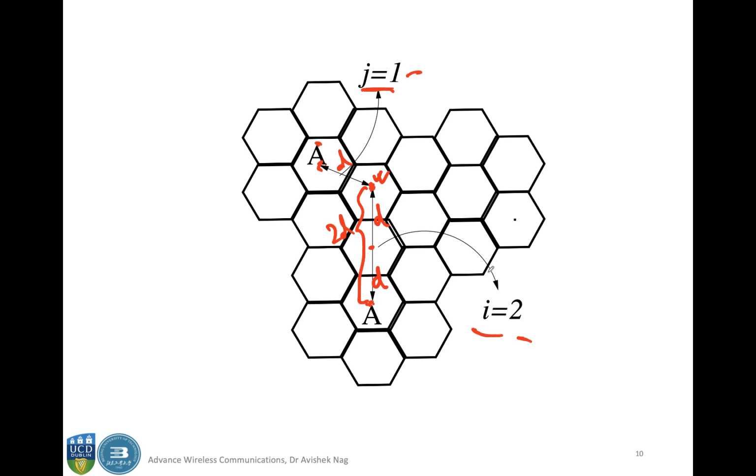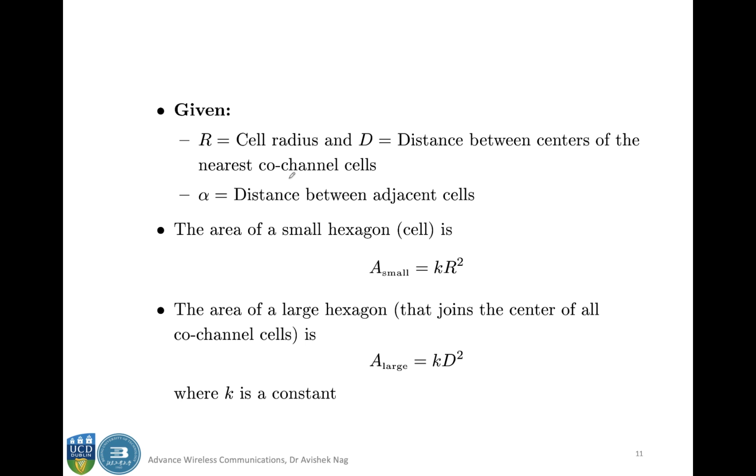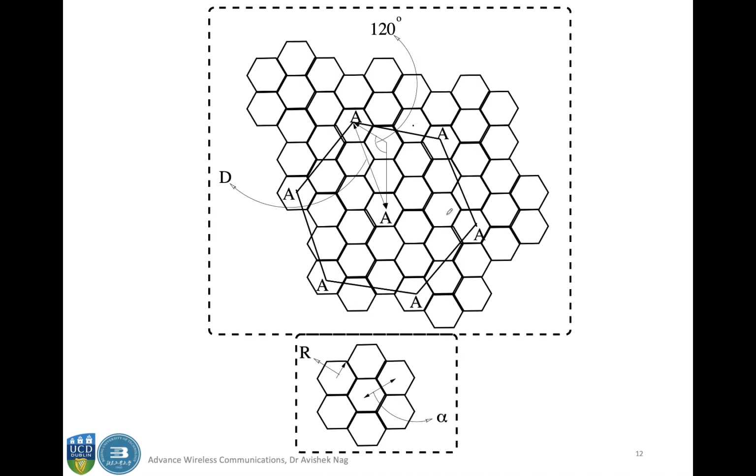Depending on this geometry, you have this I and J defined. Let's say R is the cell radius and D is the distance between the centers of the nearest co-channel cells, so these parameters we have already defined. Let's say small d is the distance between the adjacent cells. Then you can have this type of pattern. Let's say we have a frequency reuse pattern of N equal to 7. So you have this type of a pattern which is repeated here.